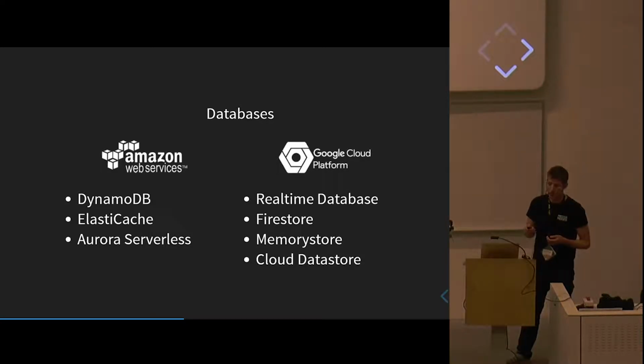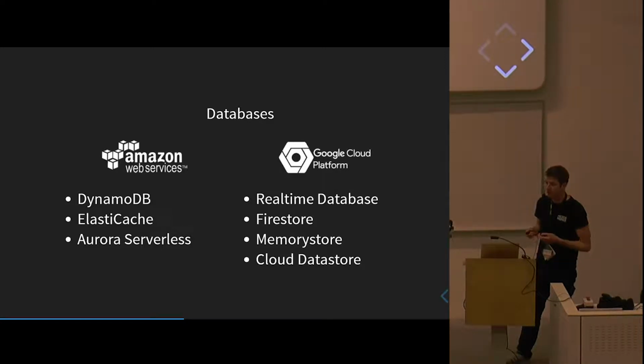So for Amazon, it would be DynamoDB, Elasticache. I'm a big fan of Redis, which is offered within Elasticache, or Aurora Serverless. And this is relatively new, but Aurora is a MySQL compatible database, and whenever there's no traffic, it won't run. So there's no cost for that. And whenever traffic comes in, it will automatically scale up and down.